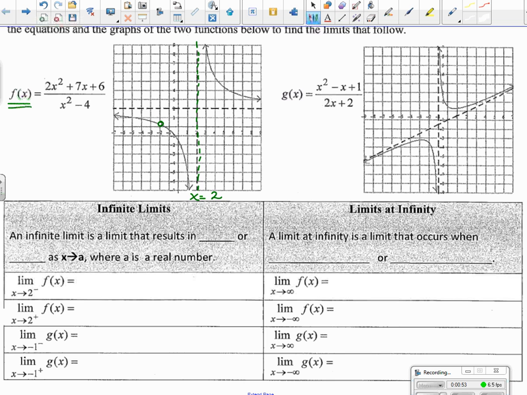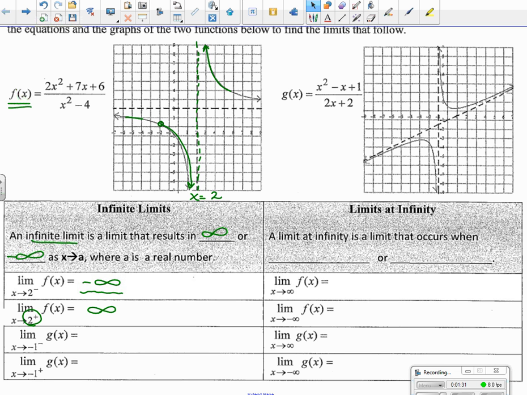The limit as x approaches 2 from the left side. So that would mean I'm on this graph here as I head to 2 from the left. It appears that we're headed down to negative infinity. And if I come at 2 from the right, now I'm working on the right-hand side of my graph. Coming into 2, it looks like I'm shooting up to positive infinity. These are what we call infinite limits. The limit results in infinity. So an infinite limit is a limit that results either in infinity or negative infinity.